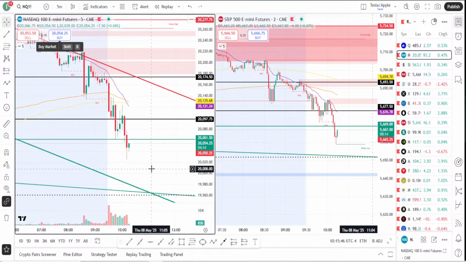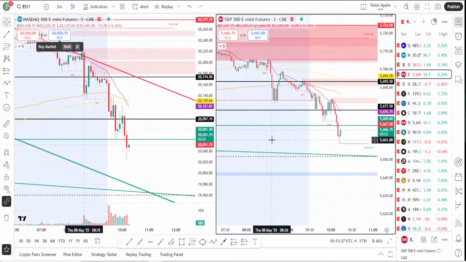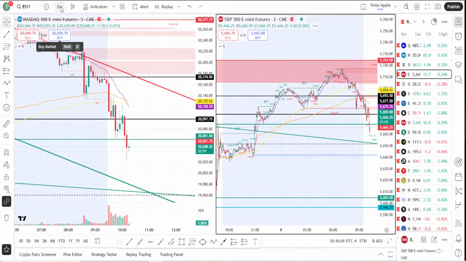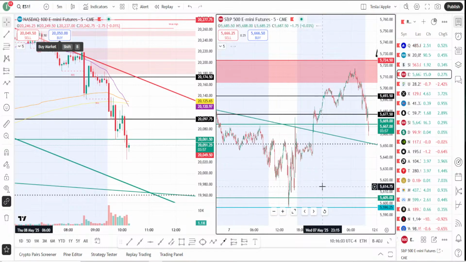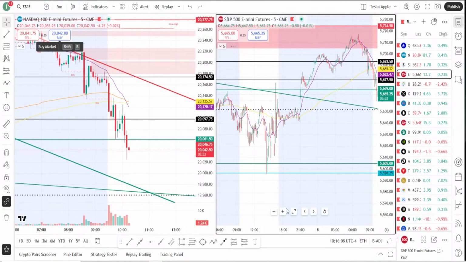Oh shit. Careful if you're on shorts. Just saying, careful if you're on shorts, man.